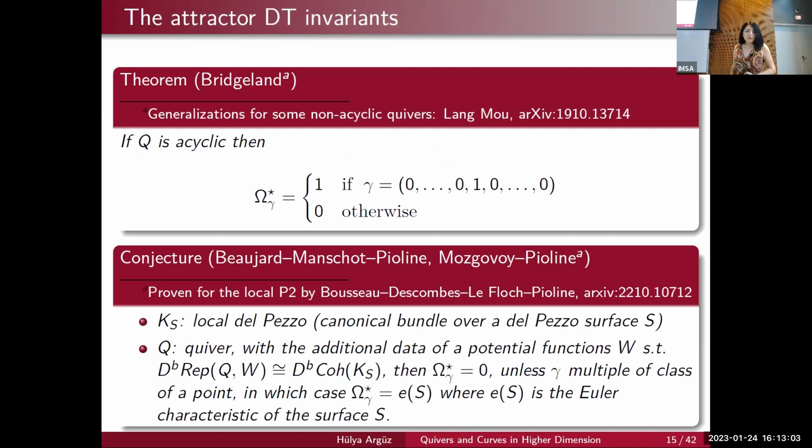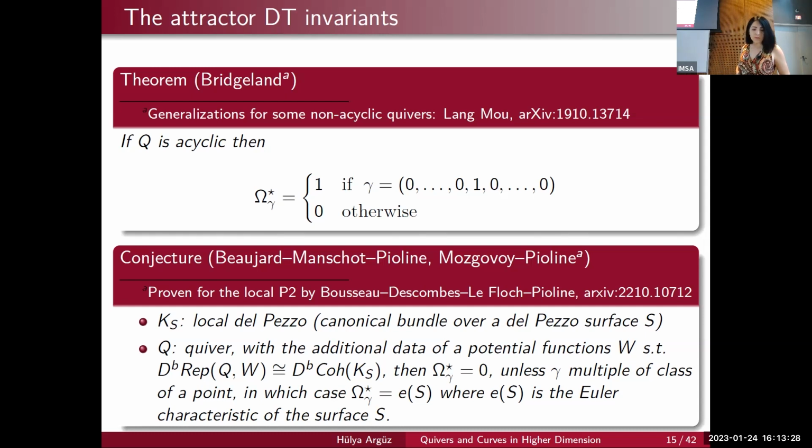So there is a theorem of Bridgeland, which proves that, for instance, if you have an acyclic quiver, then your attractor DT invariants for this quiver will be either 1 or 0. They will be equal to 1 if your dimension vector is one of the basis vectors of N, and 0 otherwise. And there is a conjecture of Hülya Argüz and Pierrick Bousseau.